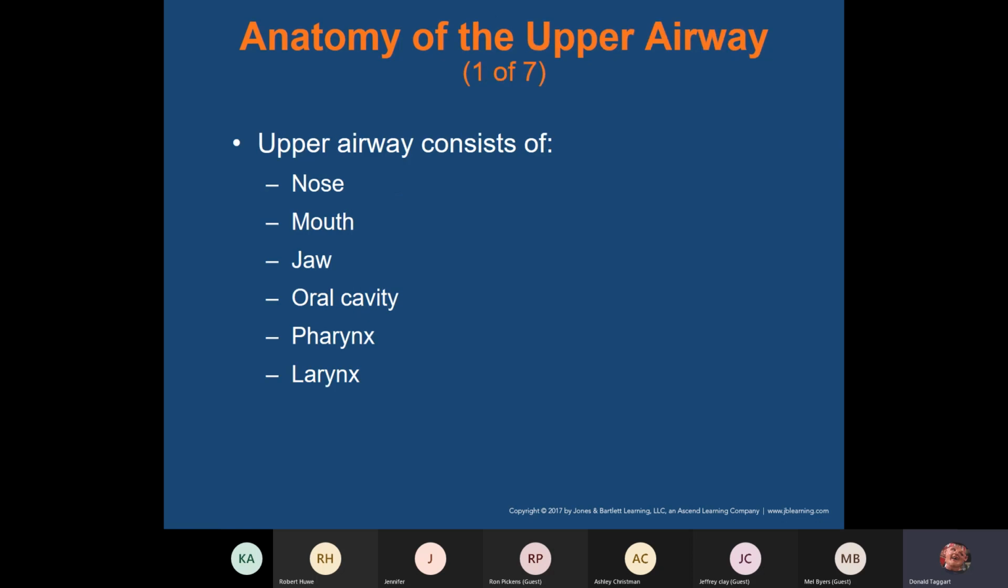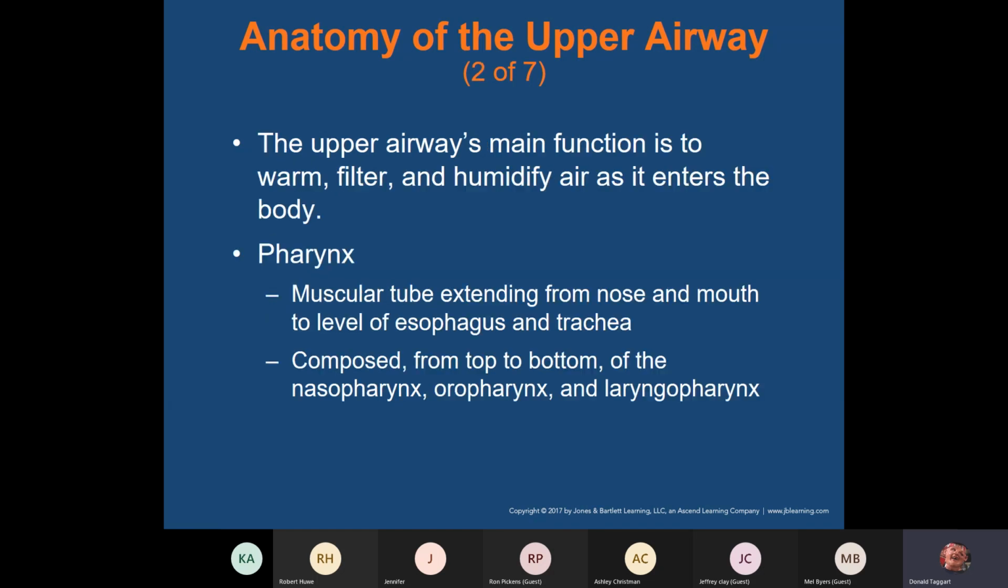Okay, the upper airway consists of the nose, mouth, jaw, oral cavity, pharynx, larynx. We just saw a picture. We've gone over this. Again, I'll just let you guys know, you should be able to label that picture if it was blank and kind of know where these things are at. So we're going to move on.